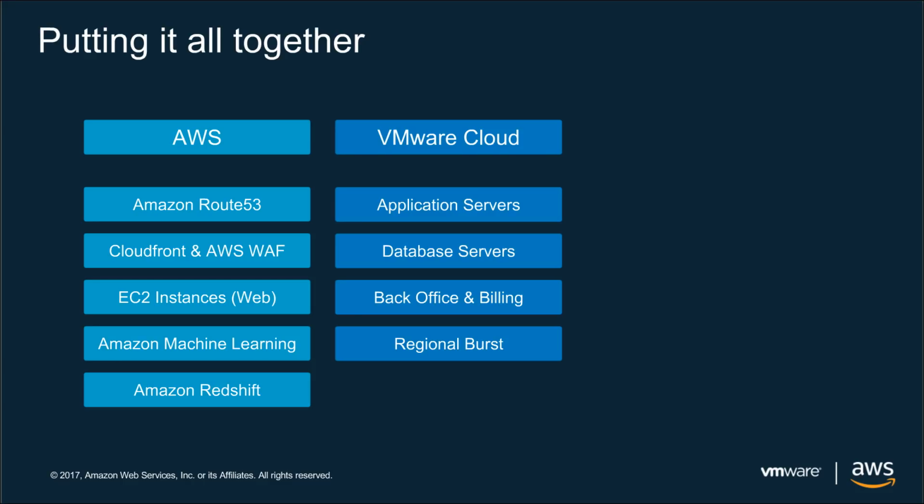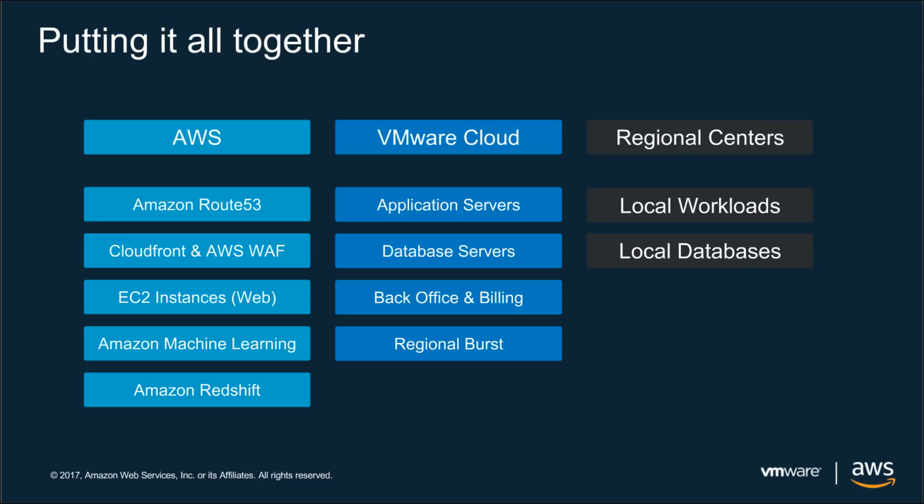Within VMware Cloud on AWS, they could easily move their workloads into this environment. No re-platforming, no transformation effort. They could easily migrate their application servers to run inside of VMware Cloud on AWS. Their database servers could easily be moved into this environment. All their back office and billing systems, all those things could easily move into VMware Cloud on AWS without having to go through any type of re-platforming or additional effort.